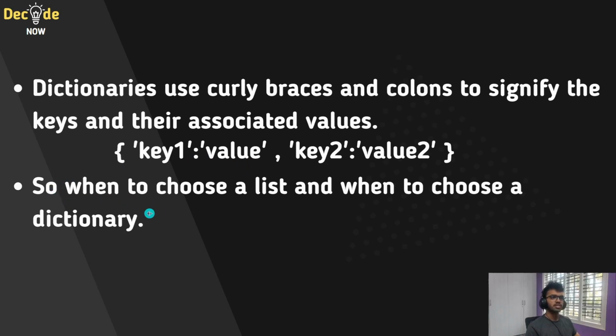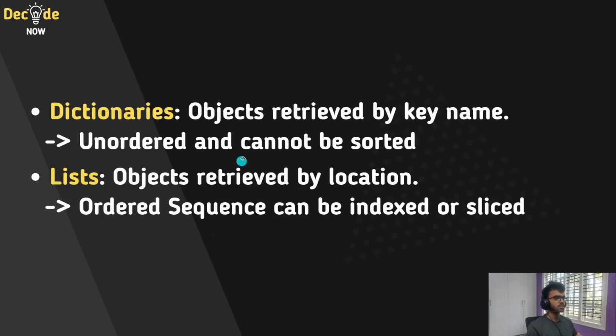So the question arises: when to choose a list and when to choose a dictionary. The answer is whenever we have data which is in an unordered manner and cannot be sorted, and we want to retrieve that data by key name, then we go with dictionaries.